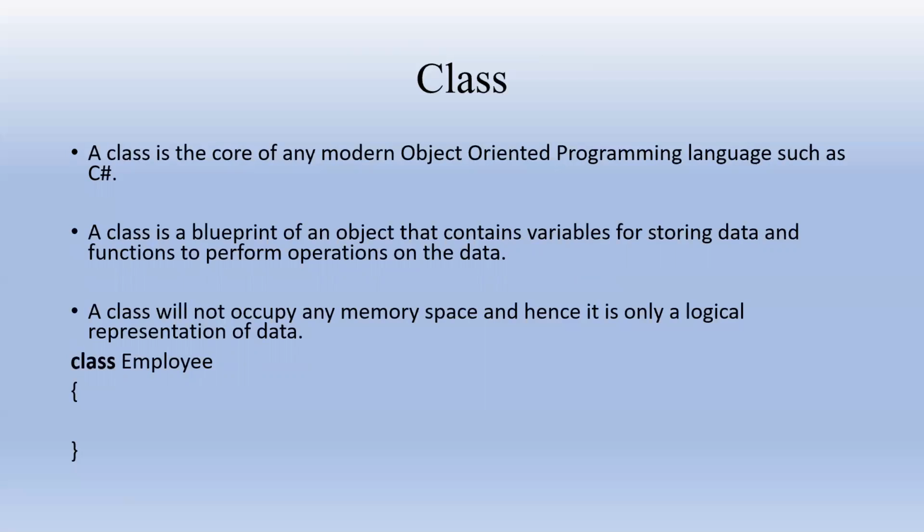A class never occupies any memory space, because it's a logical representation of data. It's not stored physically somewhere. You can see an example of a class, the syntax, in a simple example. We declare a class by using the keyword class, followed by the name of the class. In this example, we have a class named employee, followed by curly brackets. Inside these curly brackets, we define everything: variables, functions, any logic, any properties, etc.